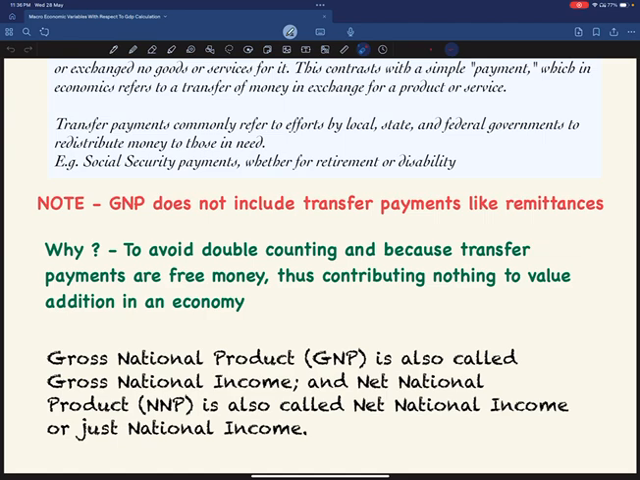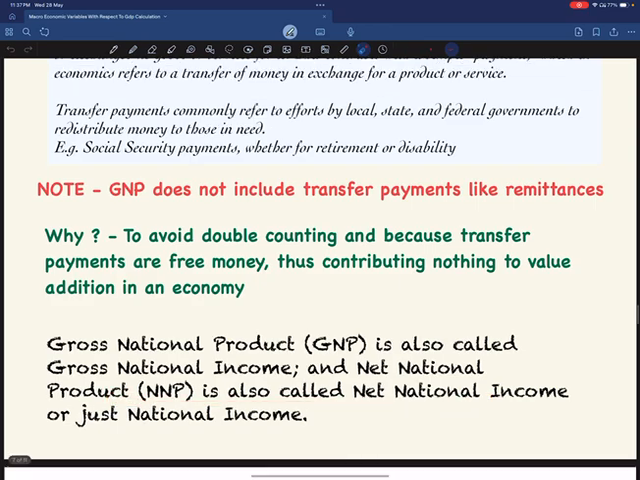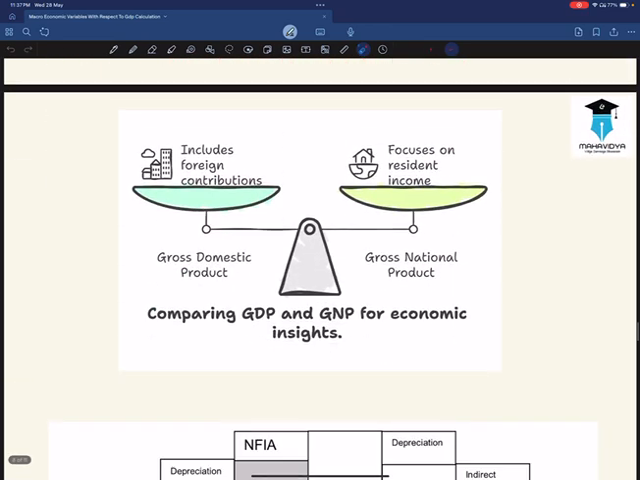GDP is calculated in three methods: the production method, income method, and expenditure method. So national product, we can also say it to be national income. Similarly, the net national product is also called net national income. So these words, product and income, are used interchangeably. So as you have seen, GDP and GNP.